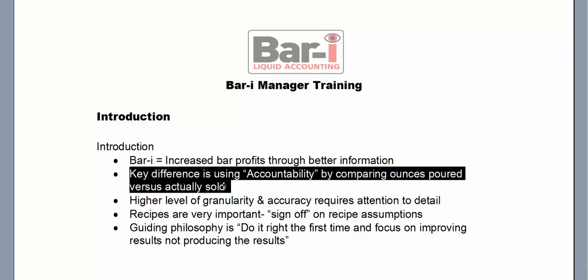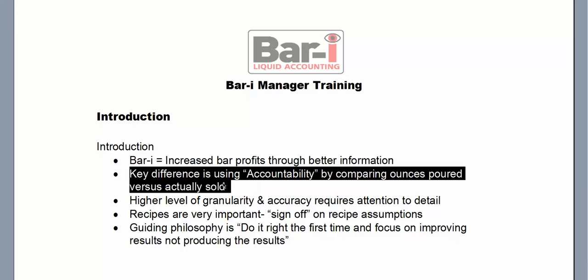So when most bars take their period inventory, they sum the value of what they have on hand and use it to calculate their liquor cost, which is normally broken down into categories: draft beer, bottled beer, liquor, and wine. So what your liquor cost tells you is a financial measure. In the accounting world, they call it cost of goods sold, and it basically tells you for every dollar of sales, how many cents you have to spend purchasing product. So a bar which has a 20% liquor cost means that on average, for every dollar in sales they get behind the bar, they spend 20 cents purchasing product. That's all well and good.